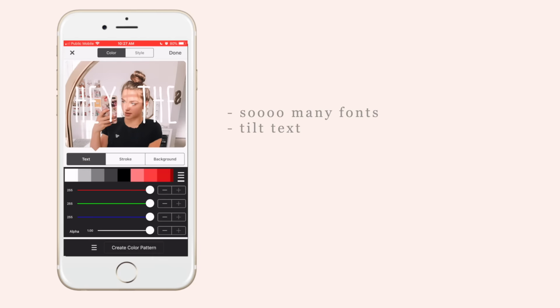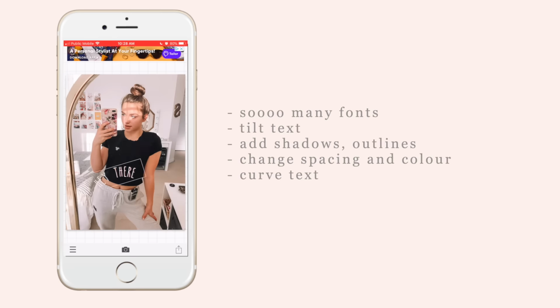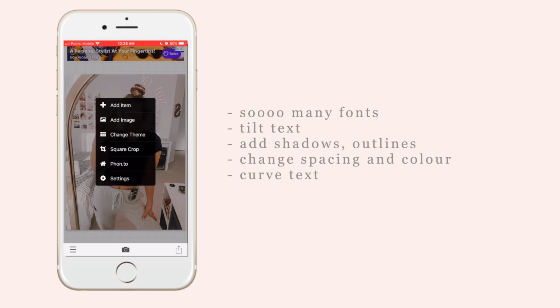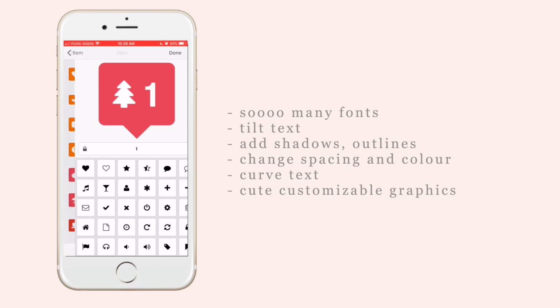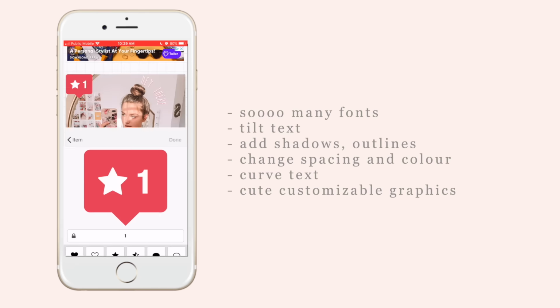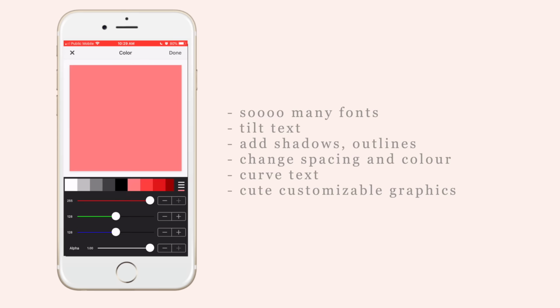You can tilt text, you can add shadows and outlines, and you can change the spacing, color, everything about the font. It's so customizable. You can even curve it and just literally change anything about it. They also have free graphics that you can use, and you can also change the color of them. I have used this in a lot of my playlist videos where I add that little heart thing or like music thing next to my phone.